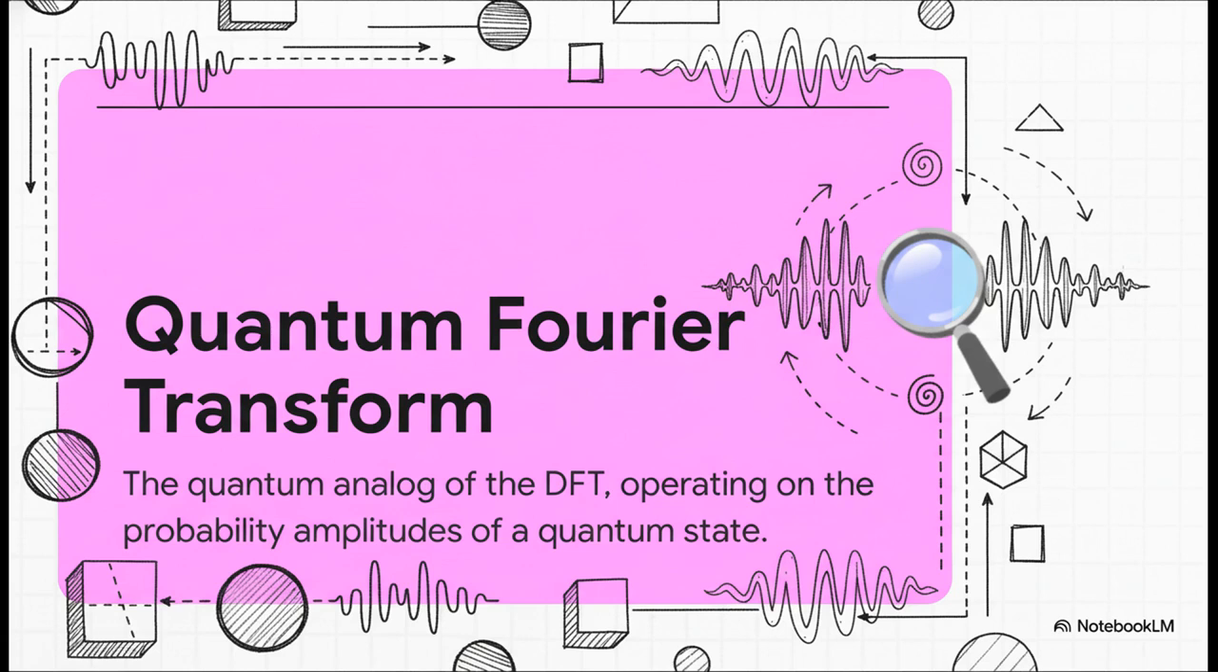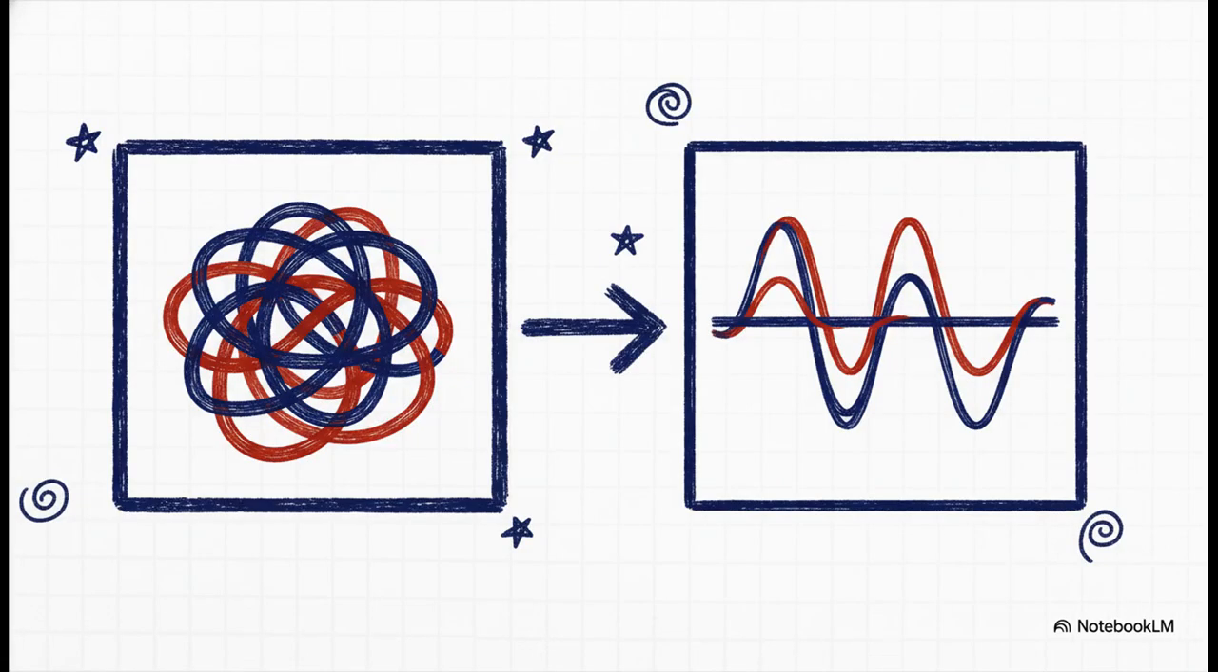It's performing the Fourier transform on the probability amplitudes of the state, which you can kind of think of as the importance of each value. It's like it's listening to every possible rhythm all at once. This really gets to the heart of it.